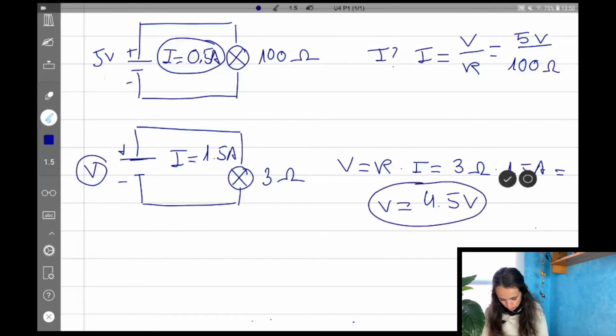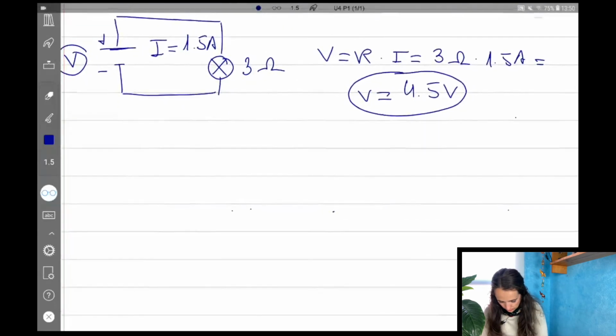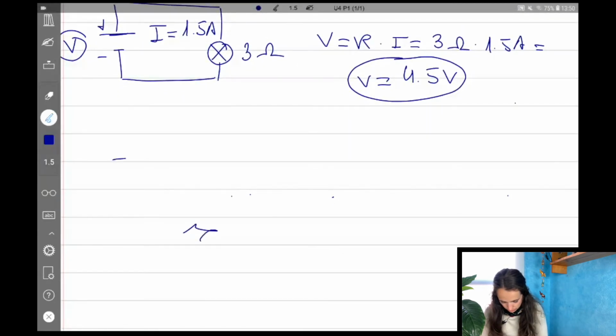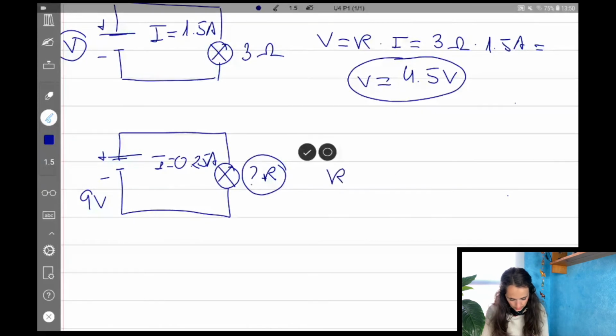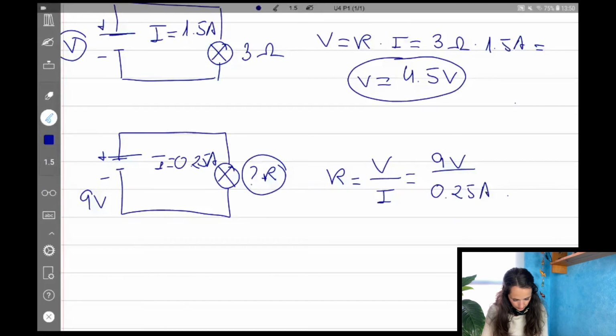And finally, if we want to calculate resistance, let's do again a really similar circuit to this one, okay? And we have that the voltage is 9 volts and that the intensity is 0.25 amps. So what's the resistance? That's the question. So we isolate the R, V is multiplying, I is dividing, so 9 volts divided by 0.25 amps equals 36 ohms. So the resistance in this circuit is 36 ohms.